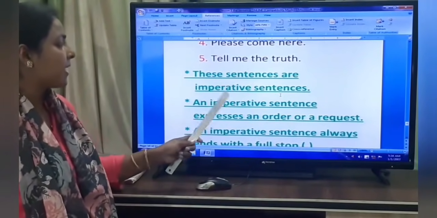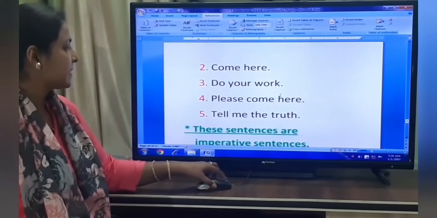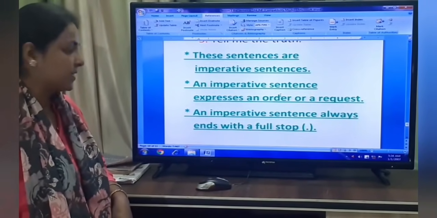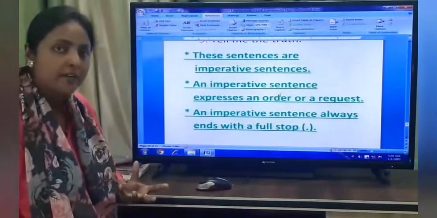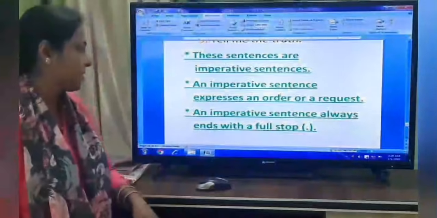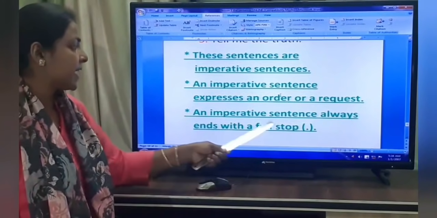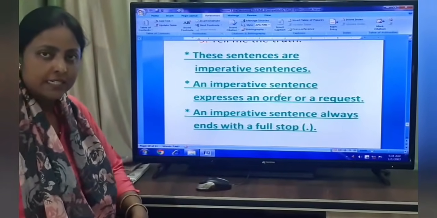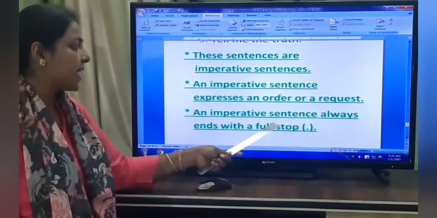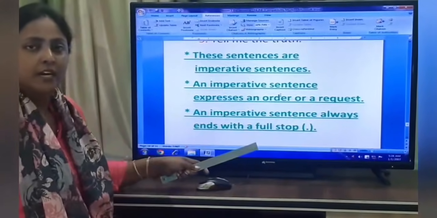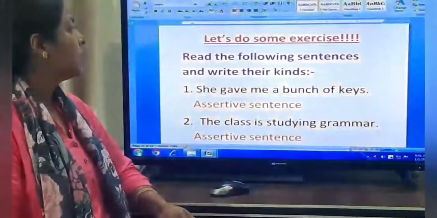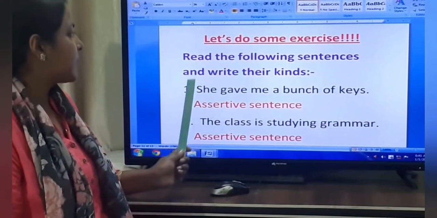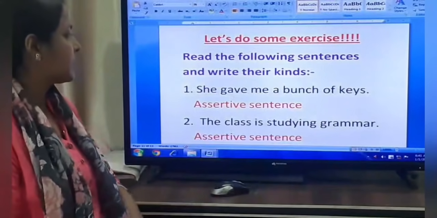These sentences are imperative sentences. An imperative sentence expresses an order or request. It gives you a command, order, or request. An imperative sentence always ends with a full stop. I repeat, an imperative sentence always ends with a full stop. Now let's do some exercise. Read the following sentences and write their kinds.